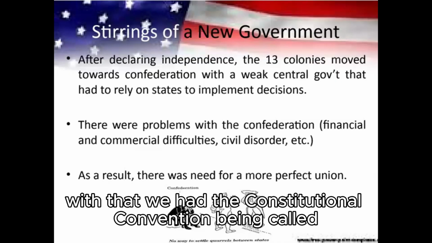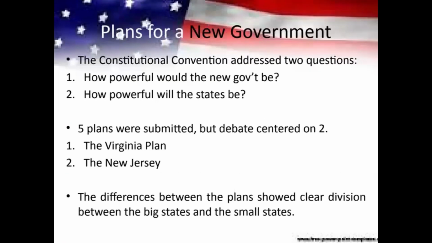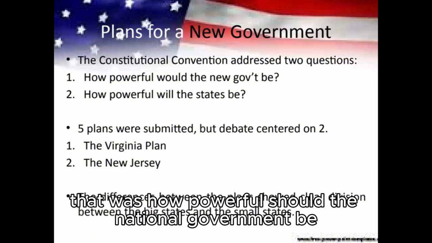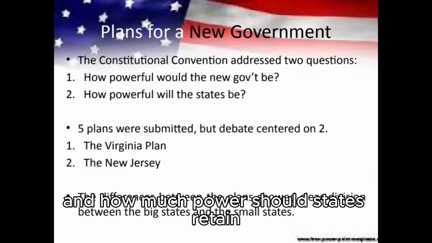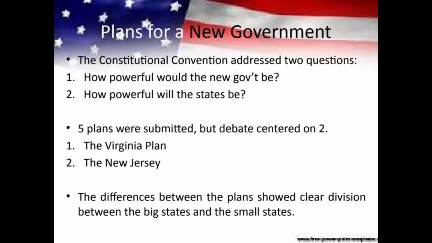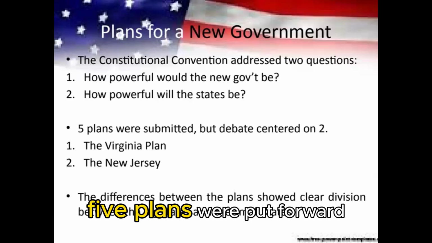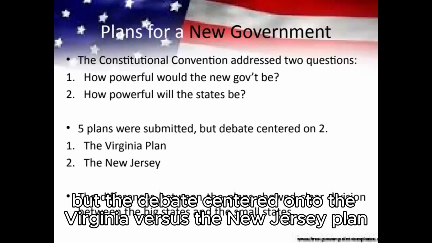With that, the Constitutional Convention was called. The Constitutional Convention debated two major questions: how powerful should the national government be, and how much power should states retain? During this big debate, five plans were put forward, but the debate centered on two, the Virginia plan versus the New Jersey plan.